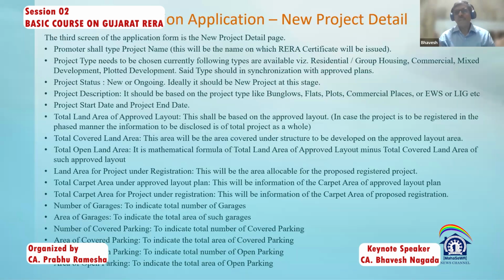Now, the third screen. Here the main registration process will start. First the promoter will give the project name. He would have identified some project name, and that project name is given. Then he will choose the project type. There are 4 project types given by Gujarat RERA. One is residential cum group housing. Second is commercial. Third is mixed development. And fourth is plotted projects.